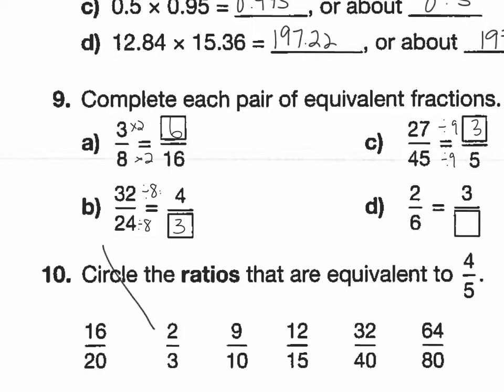Here I need to multiply by 1.5, so if I multiply this by 1.5, I should get, hold on here, 6 times 1.5, and you'll get 9. So 2 over 6 is the same as 3 over 9. Okay.